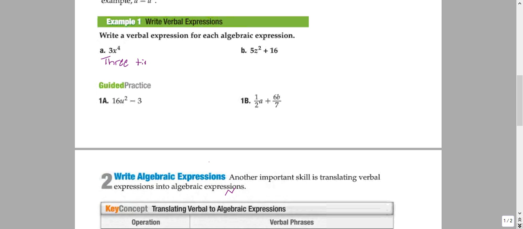These type of problems actually... 3 times x to the 4th.